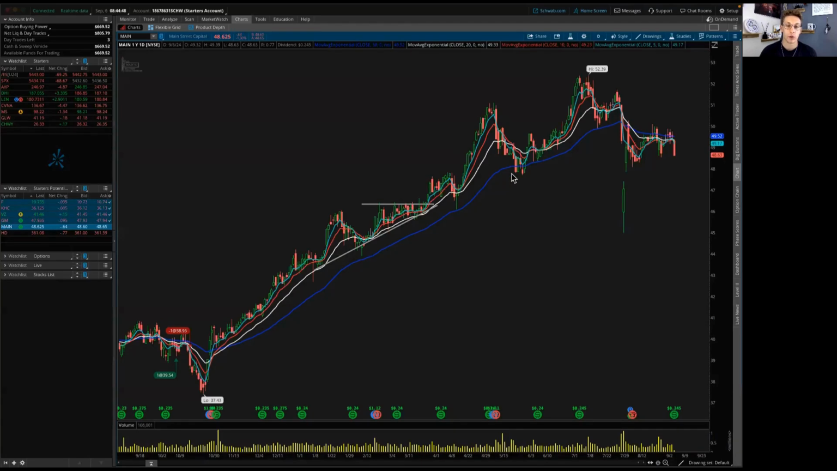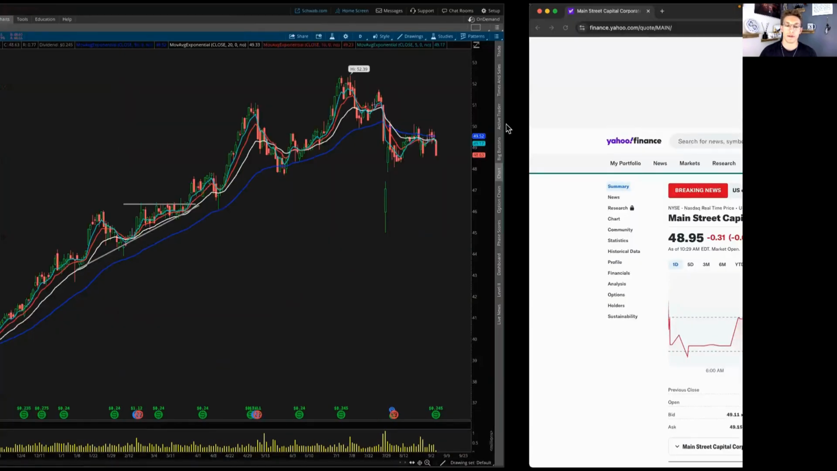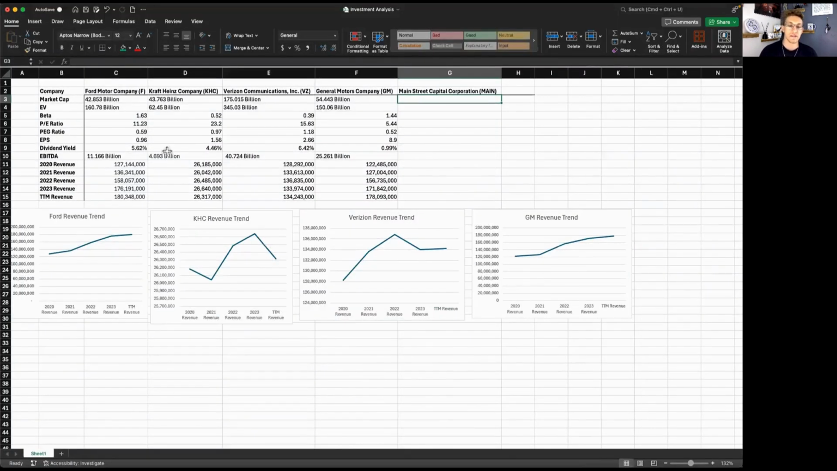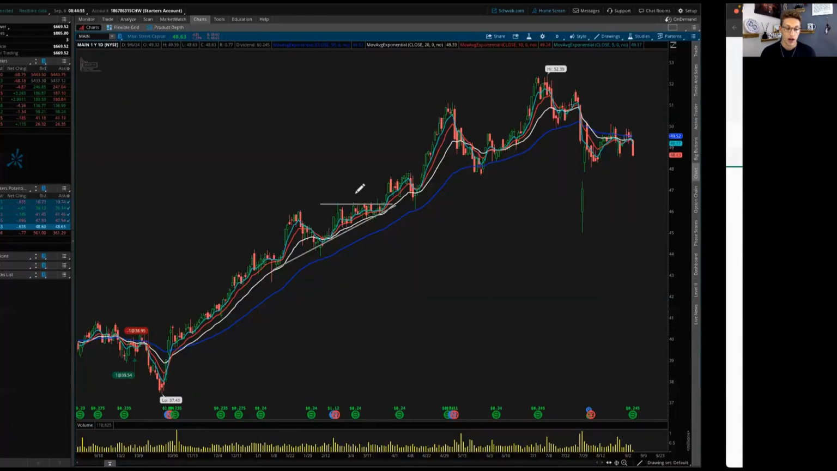I'm really excited because today we are looking at another real life investment analysis and example. Today we're talking about Main Street Capital Corporation, and we're going to be looking at technicals. We are going to be looking at fundamentals, how to find them, what they mean, and we're going to be graphing and comparing it with some of these other companies that we've been looking at. So let's hop in here.